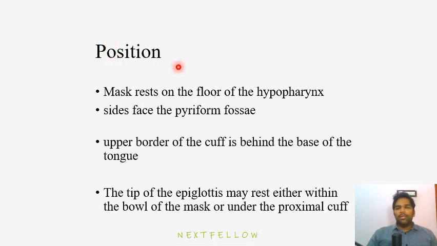positioning. So the mask rests on the floor of the pharynx. The posterior surface of this LMA rests on the floor of the hypopharynx, and the sides sit on the pyriform fossa. The upper border of the cuff is behind the base of the tongue, and the tip of the epiglottis may rest within the bowl of the mask or under the proximal cuff.